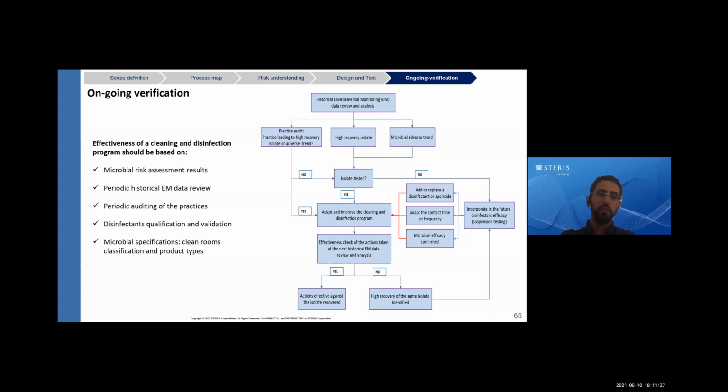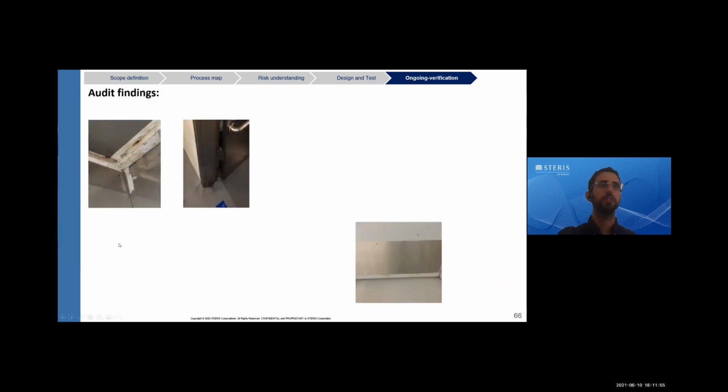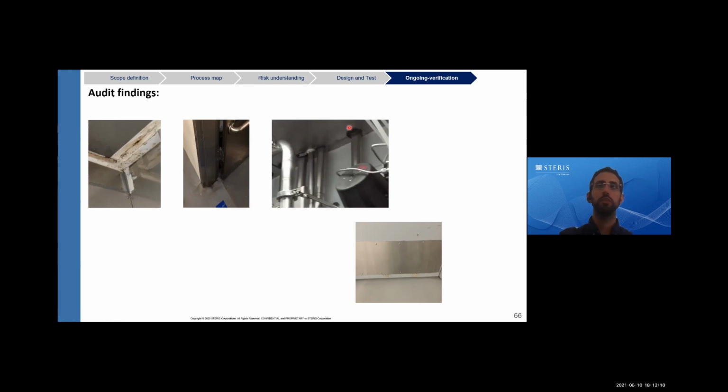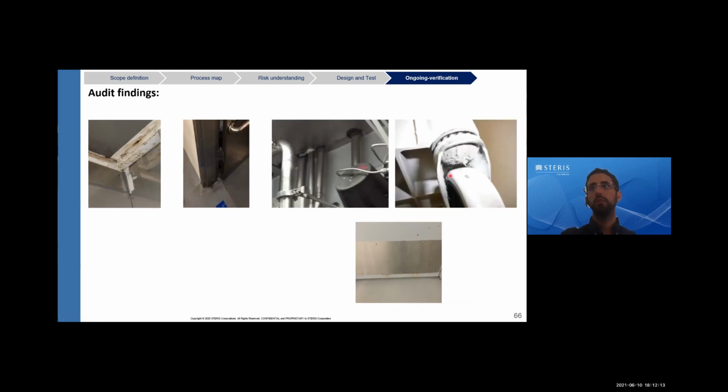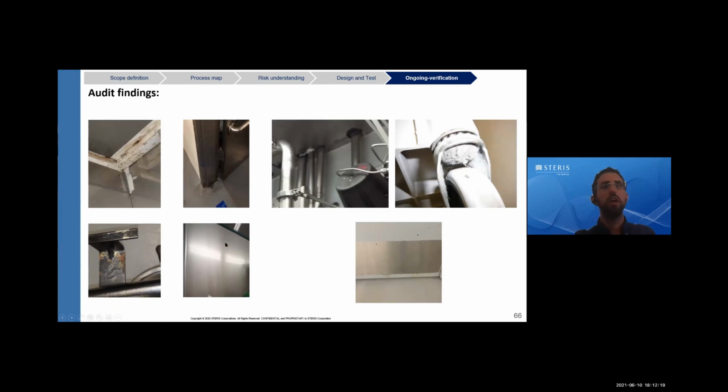But again, before looking at your historical EM data, you want to make sure that the EM data that you have is adequate. What I mean by that is that there is no practice leading to a high recovery of microorganisms. So you may have surfaces, for example, this is an example of a photo that has been taken, where you have some mold on the surfaces, or where you have an opening to a non-classified area, or where you have a little bit of rouge that is staining, or for example, you don't clean your wheel carts adequately. Again, some rouge, again, some rouge.